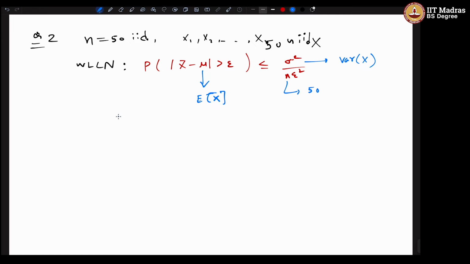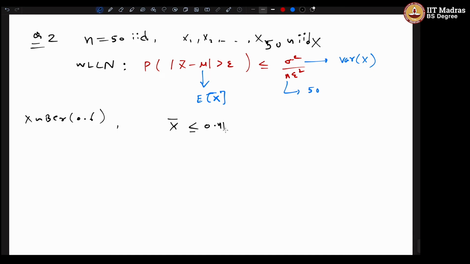Now let's go back to our question. Our question is saying, for Bernoulli 0.6, let's say, the first option has Bernoulli 0.6. So this is my x. This x is Bernoulli 0.6 samples with probability more than 0.52, the sample mean lies between this. So it is saying that my sample mean lies in this range. Which range?